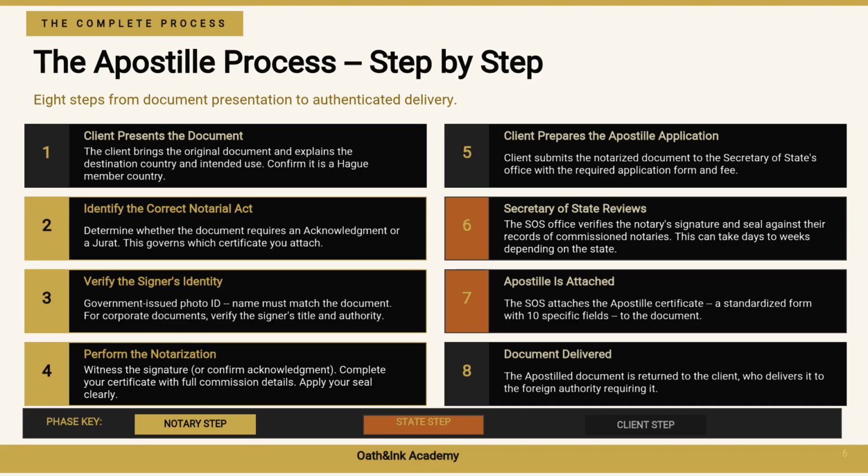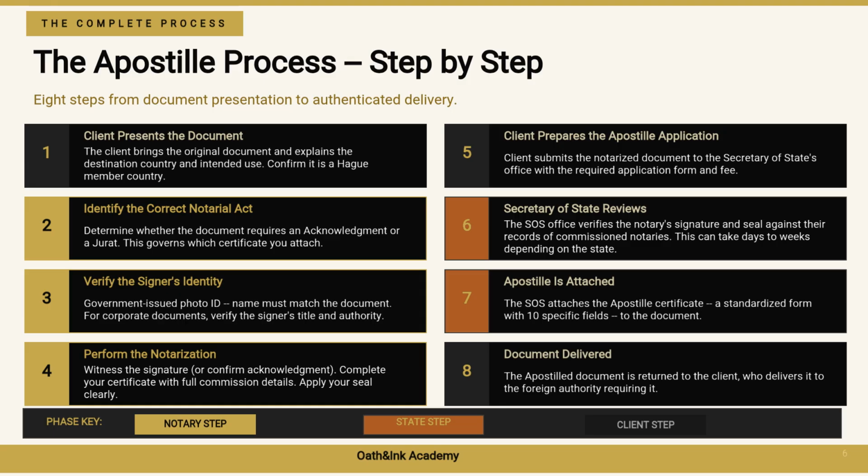Here is the complete 8-step apostille process. I've color-coded each step so you can see immediately which steps belong to you as the notary, which are handled by the Secretary of State, and which the client manages. Let's walk through it. Step 1 belongs to the client. They present a document and explain where it's going. Your first job is confirming the destination country is a Hague member. If it's not, you redirect them before any work is done.